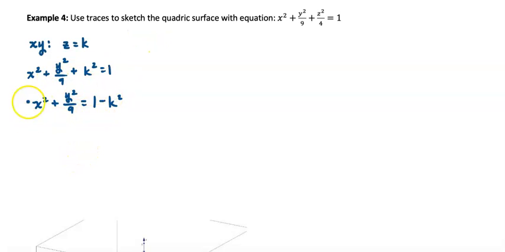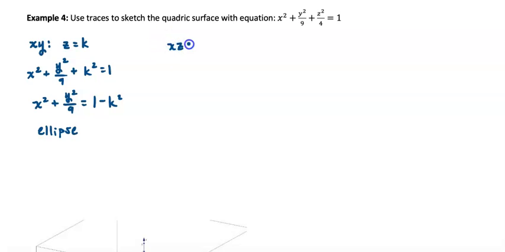And if we forget what kind of shape this is, that's where the review of conic sections really comes in. Now we've got positive x squared and y squared terms, but we do not have the same coefficient. And so this is going to look like an ellipse. So we've got an ellipse on the xy plane.